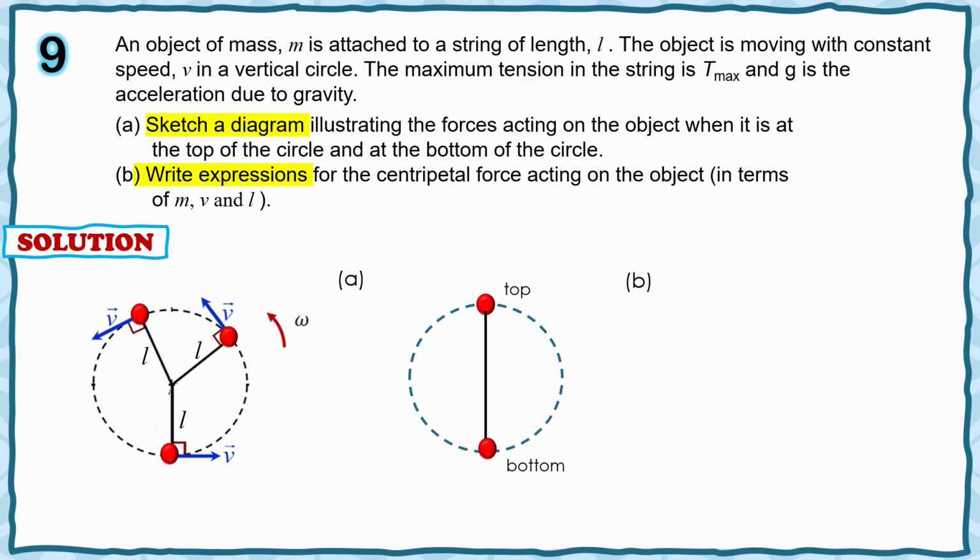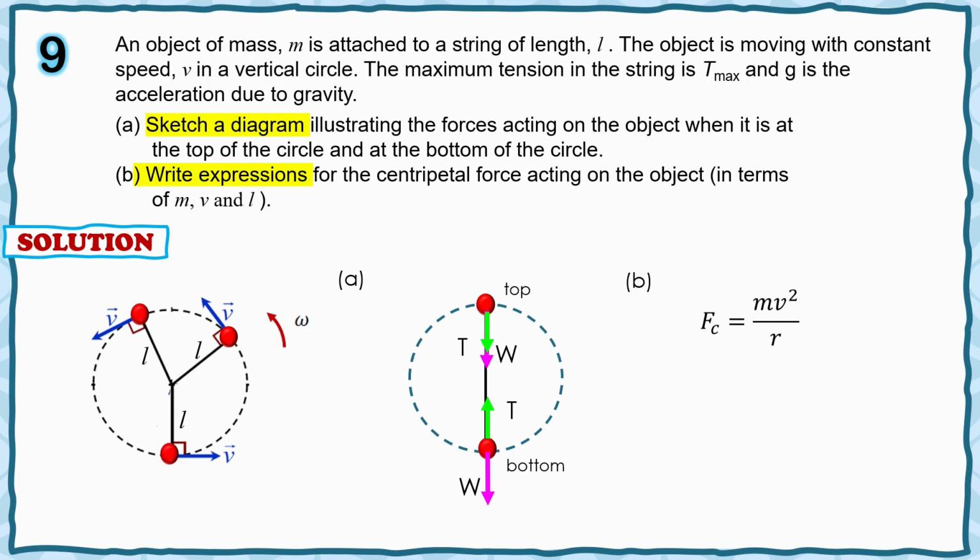So referring to solution A, you can sketch first at the bottom. At the bottom, the tension is always away from the object. So the tension is directed upward, towards the center of the circular path, and the weight is downward. At the top, because the tension is always away from the object in the string, the tension is directed towards the center of the circular path, or also downward. And the weight is also downward. So this is the free body diagram showing the forces acting on the object at the bottom and at the top.